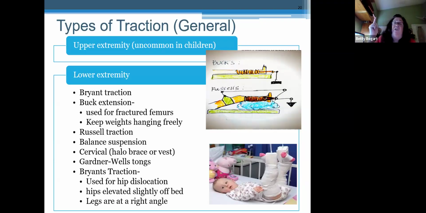Now, Russell's is Buck's traction, but it just has an extra piece on it. It's used the same way. I've used Buck's a lot more than I've ever used Russell's. The other one that we use on young toddlers that have hip dysplasia, when the normal way of putting it back doesn't work, is called Bryant's traction. Now, with hip dislocation, the hip is not in the socket, it's up here somewhere. So we put them on their back, their hips are slightly off the bed, their legs are at a right angle, and it sort of pushes it back into the socket. Okay, again, it's weights hanging freely, and those are the ones you need to know.